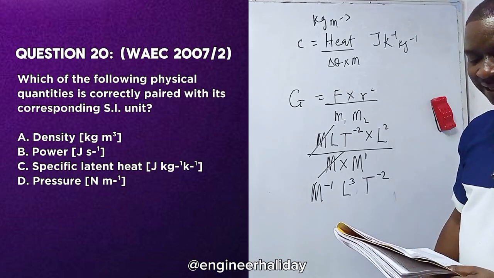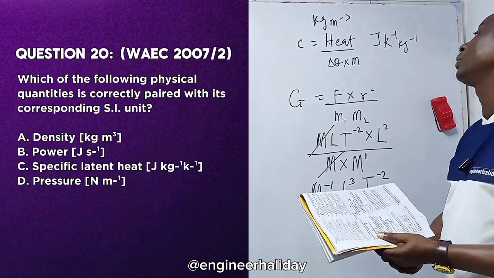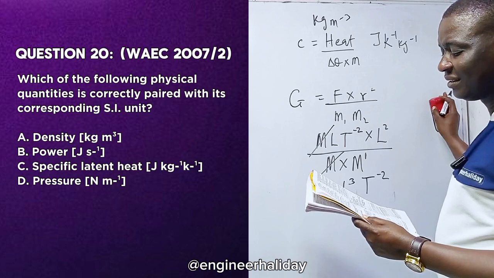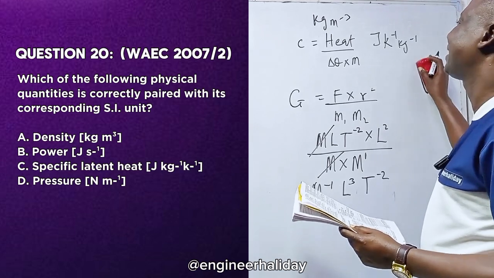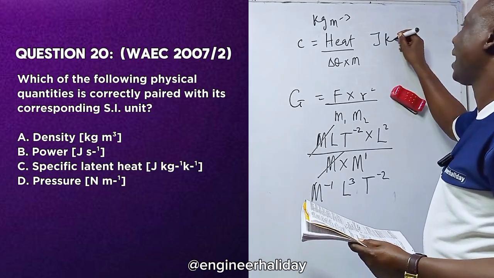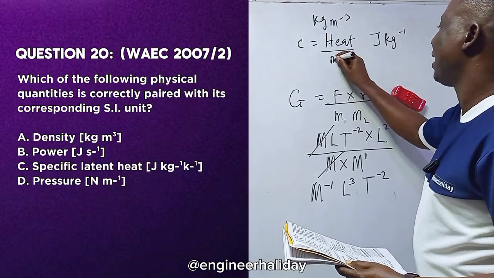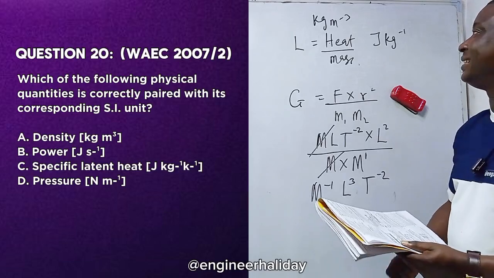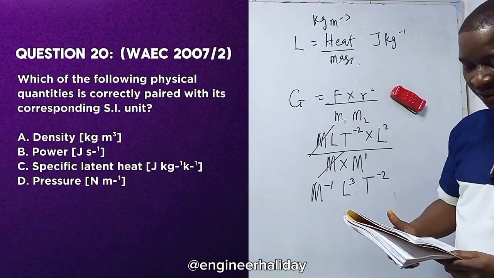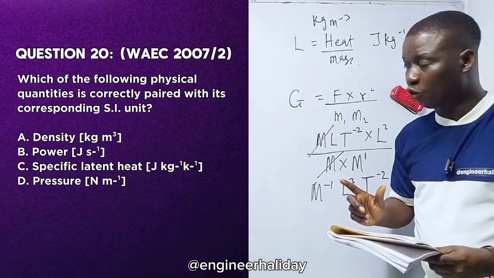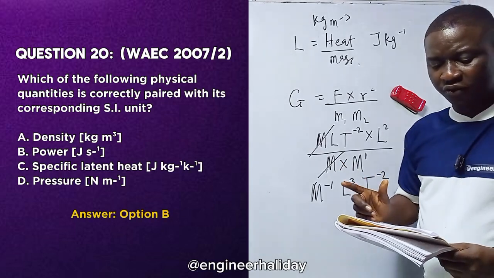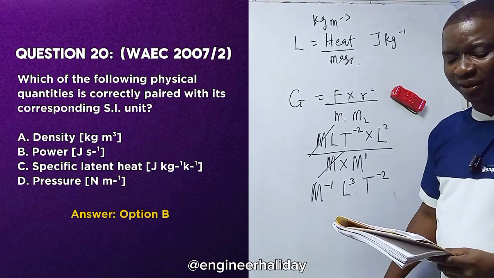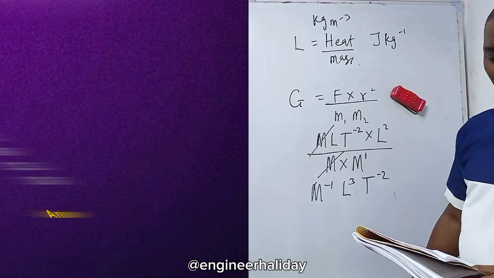B and D, latent heat. Please don't forget that C is not specific heat capacity, it's specific latent heat. That means joules per kilogram. Sorry for that. Specific latent heat L equals heat over mass. Option C is not correct, it is joules per kilogram. Option D, pressure, is also not correct. So the only correct answer for number 20 is power, which is joules per second.